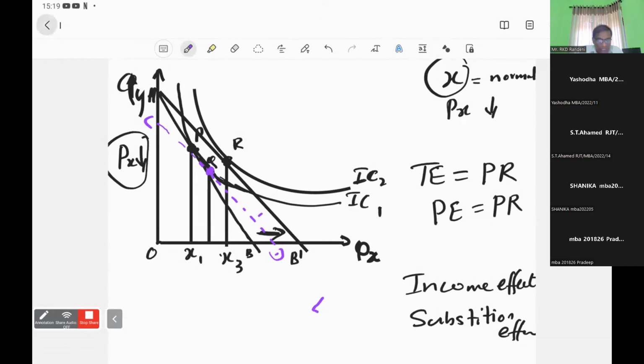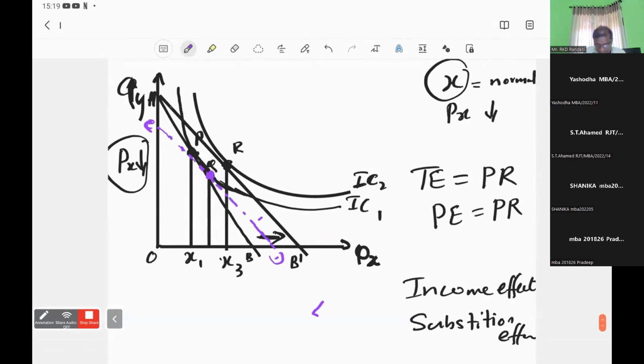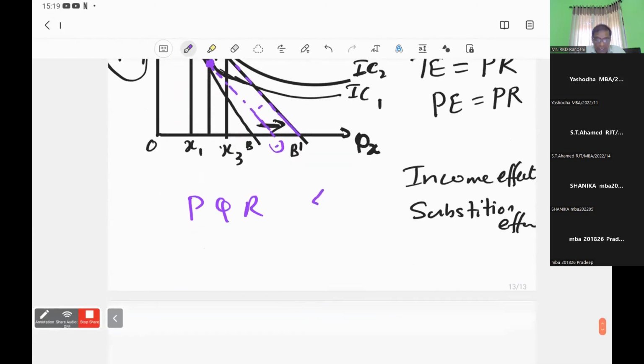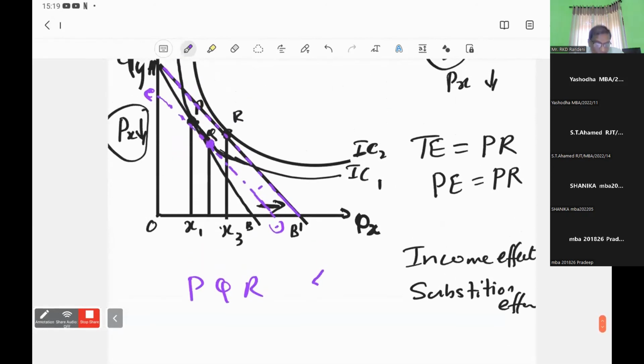That is the CD dotted line. Then the CD dotted line is parallel to the AB dash line. This is the strategy. Then you can find out the point Q. According to the PQR points, you can identify the income effect and substitution effect. So through the indifference curve, you can identify the substitution effect. Here income effect. Here total effect.